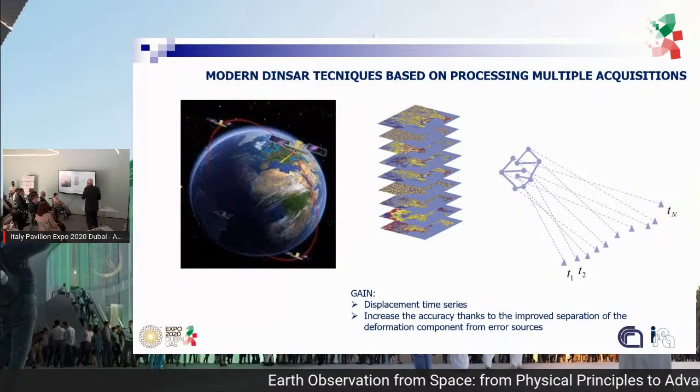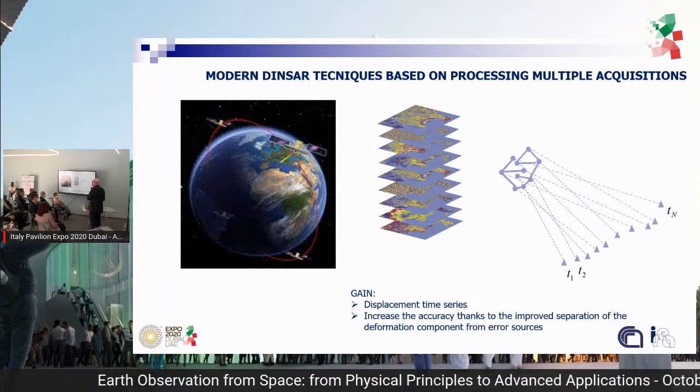Modern approaches, how they work. Yes, please.